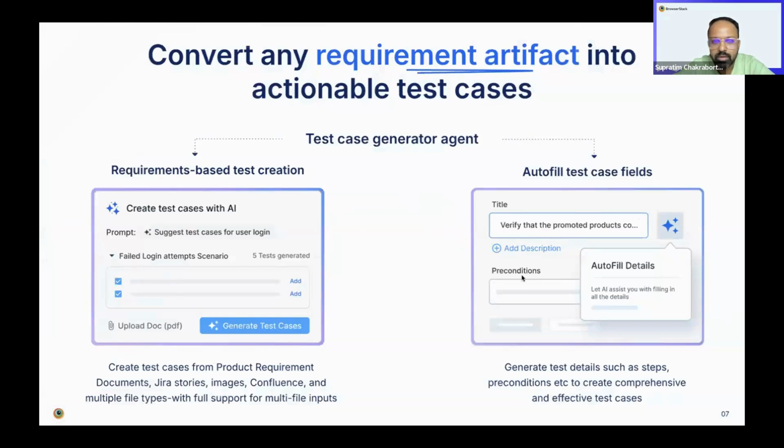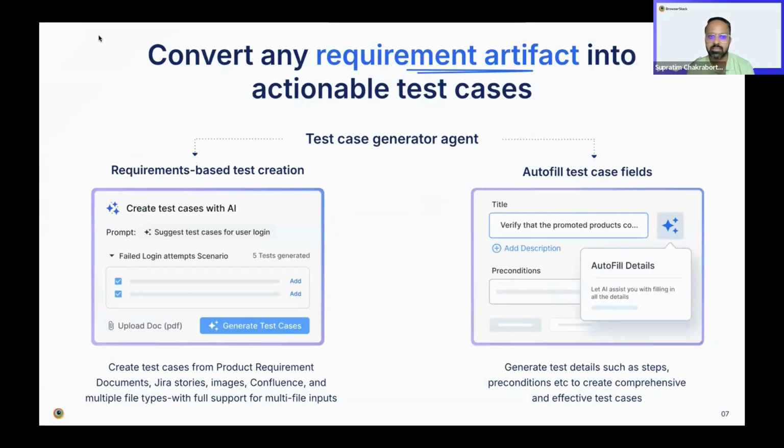Now I will go a little deeper across some of these agents. The first agent that we have is the test case generator agent. Typically, while you are writing test cases manually, you often spend hours analyzing lengthy PRDs and a lot of other requirement assets.